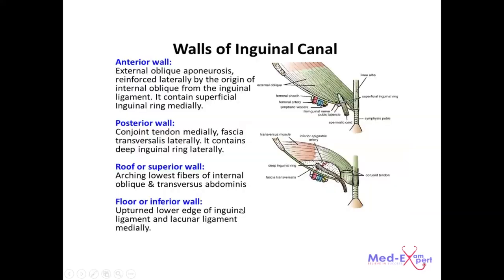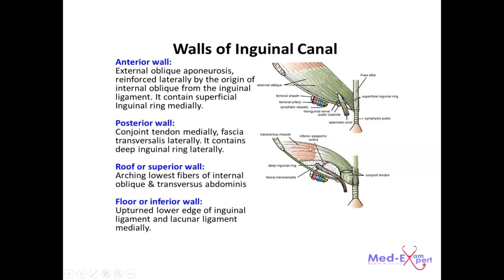It's very, very important to know the walls of the inguinal canal. The anterior wall is formed from the external oblique aponeurosis, which is reinforced laterally by the origin of the internal oblique from the inguinal ligament. It contains the superficial inguinal ring medially.